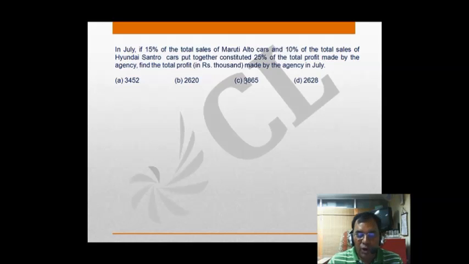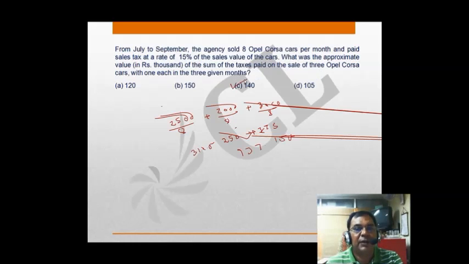Okay, so now I'll have to calculate the Maruti Alto cars, 15%, 10% of the, and multiply it by 4. So it's a simple question of understanding what it is.